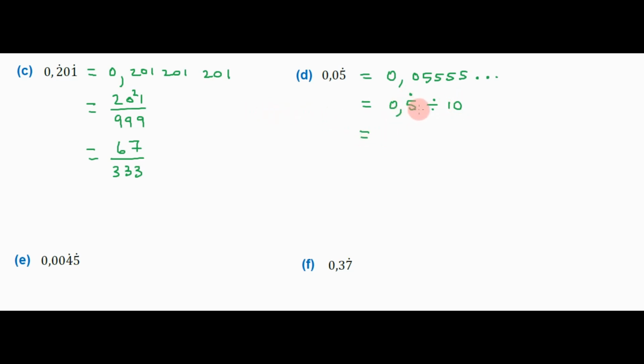We only have 1 digit behind the comma recurring. So it's 5 divided by 9. And we still have to divide by 10. When we divide a fraction by a number, we multiply the denominator by that number. So it's 5 over 9 times 10, which is 90. We can simplify this. 5 into itself once and into 90 18 times.